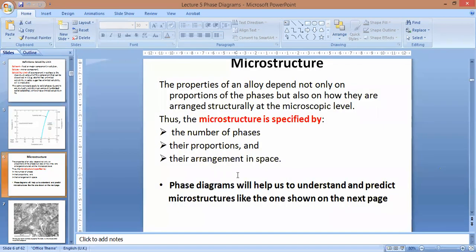What is one of them? I think we touched part of this when we were looking at imperfections in solids, and we'll still look at this. The properties of an alloy depend not only on the proportions of the phases, but also on how they are arranged structurally at the microscopic level. So at each level here, we'll go back to this particular one.